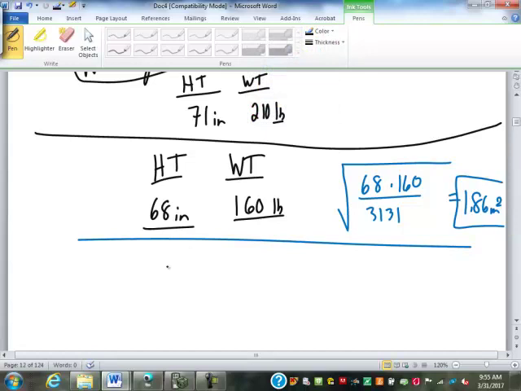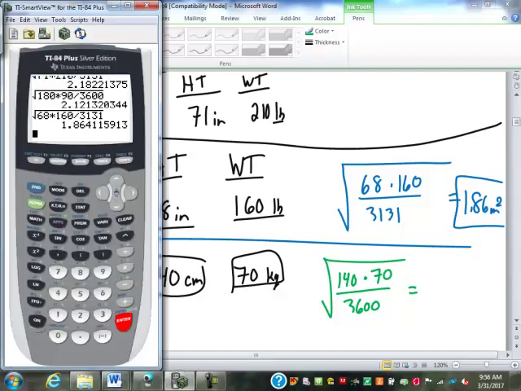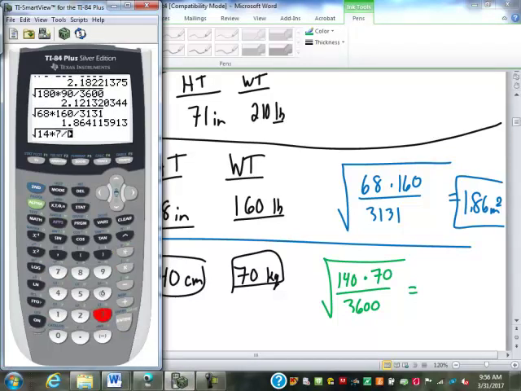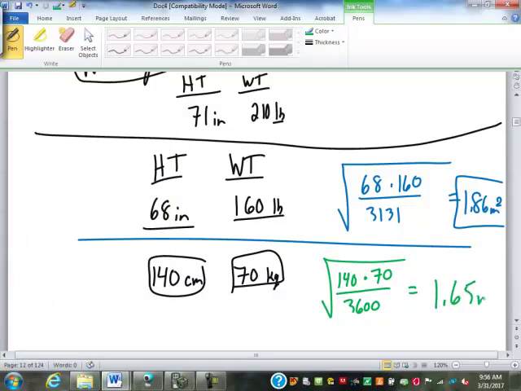So let's say we have our height in 140 centimeters and a weight of 70 kilograms. So if we're going to use the formula, this would be the square root of 140 times 70. Then since this is in metric units, it's over 3,600. We get 1.65 meters squared.